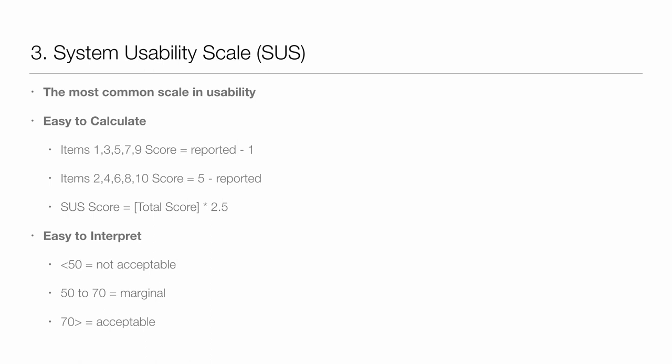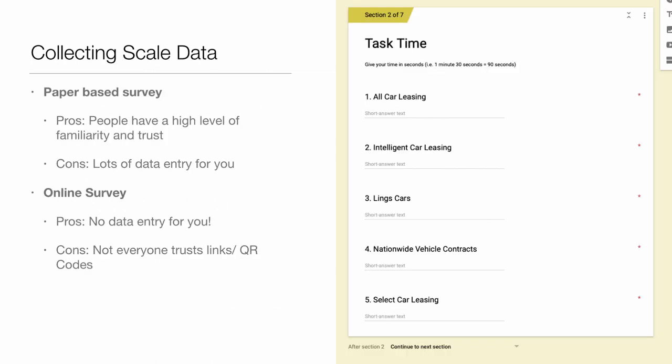Or maybe you could score over 70 and go, hey, this website is definitely good. We should consider not touching it too much. SUS is a great indicator, just like ASQ before is a great indicator.